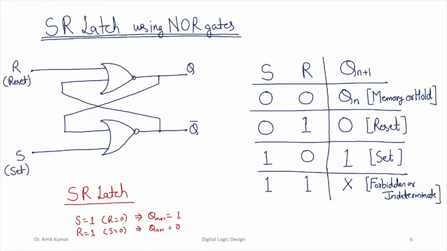So since active high inputs are necessary for S and R in order to either set or reset the output, that is why we call this implementation of the latch using NOR gates the SR latch.